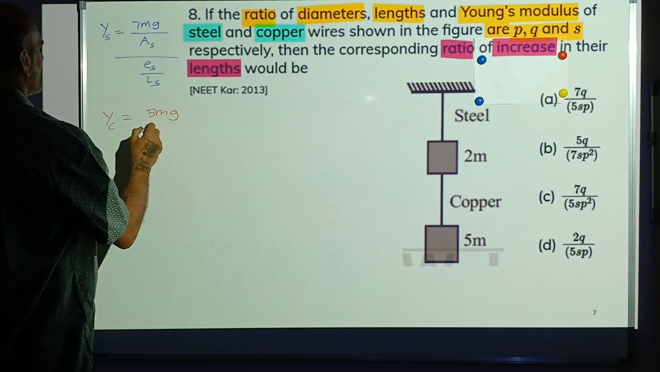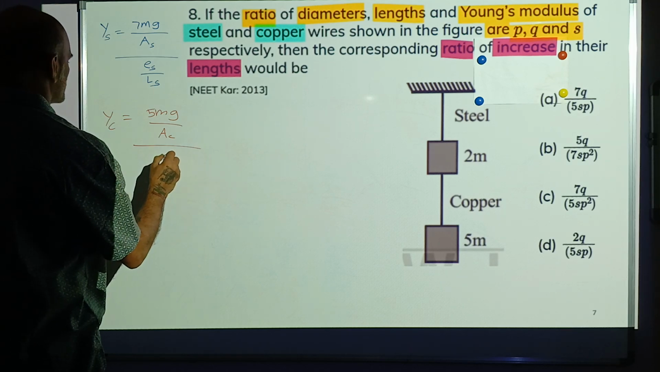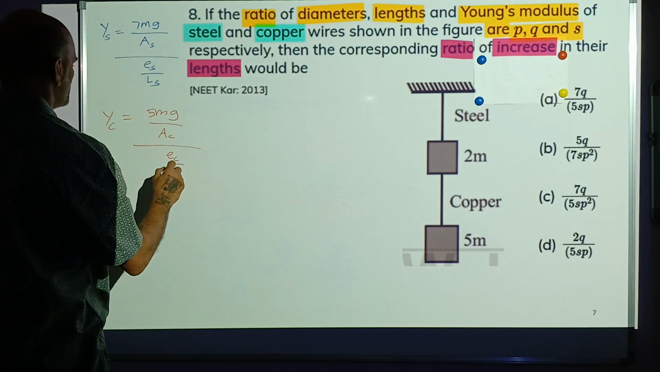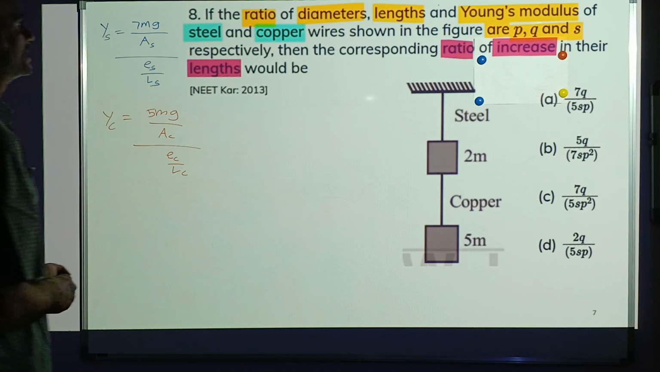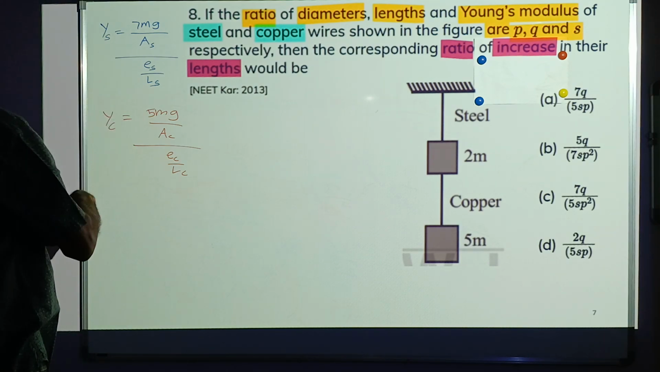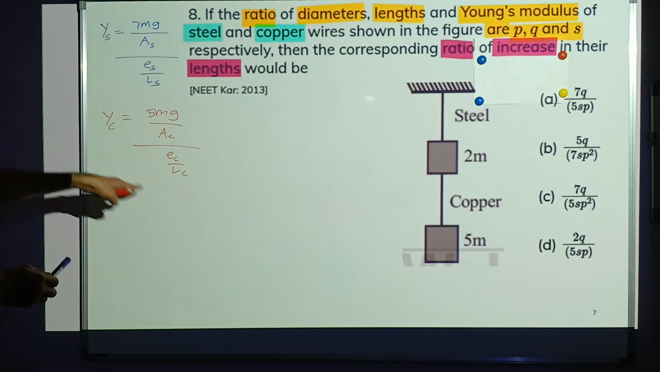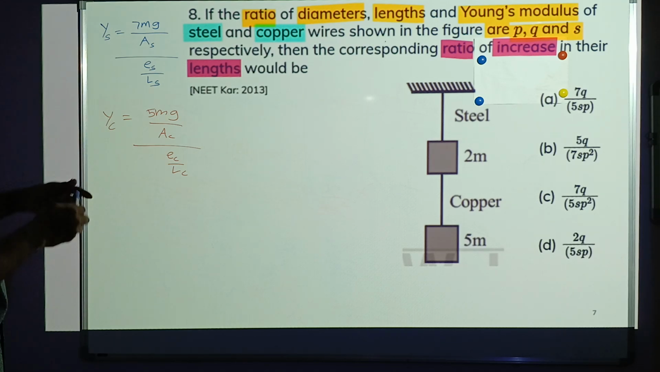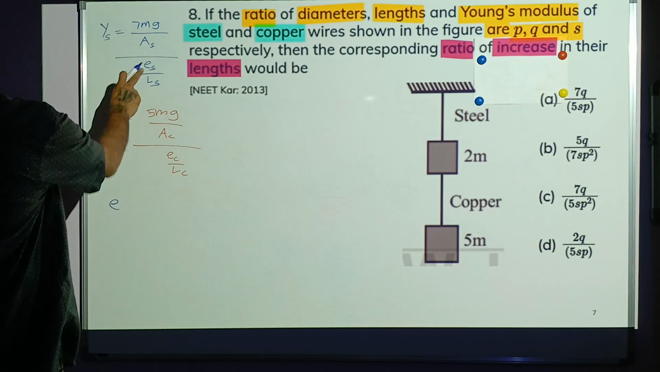Weight is mg, and cross-section area is A_S. Let the elongation be E_C and the length be L_C. So you find the ratio of increase in the length, E_S by E_C. Take E_S on this side, bring Y_S here. Similarly, E_C on this side and Y_C here, and divide these two.